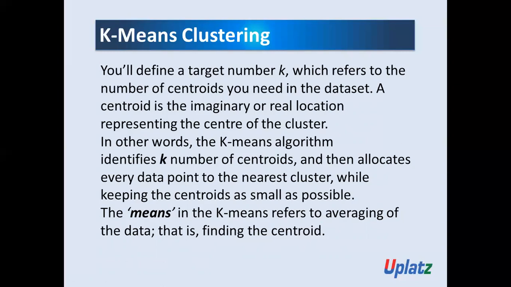So in k-means clustering, first of all, you need to define the target number K, which refers to the number of centroids. In other words, the k-means algorithm identifies K centroids and then allocates every data point to the nearest cluster while keeping the centroids as small as possible. The means in k-means refers to the averaging of the data, that is, finding the centroid. Got it?